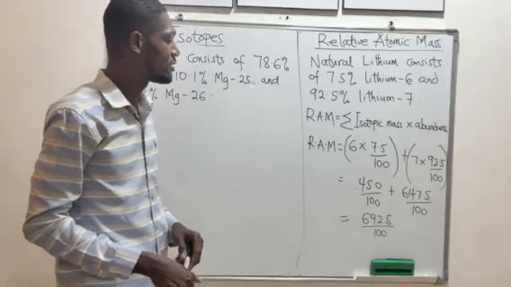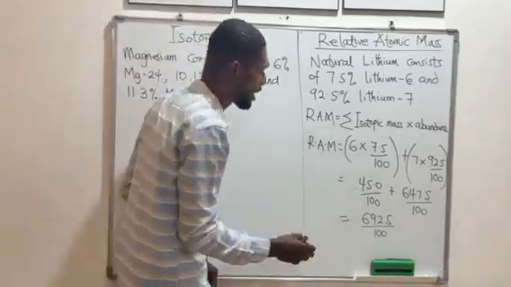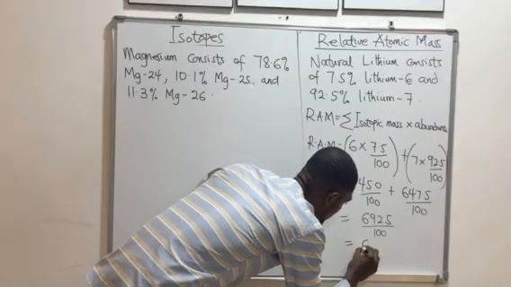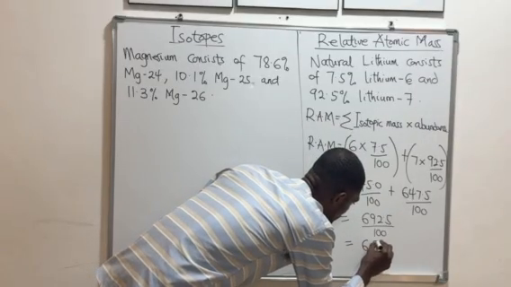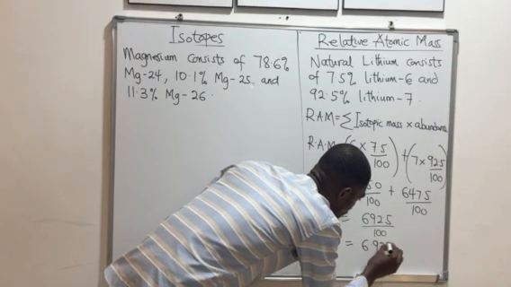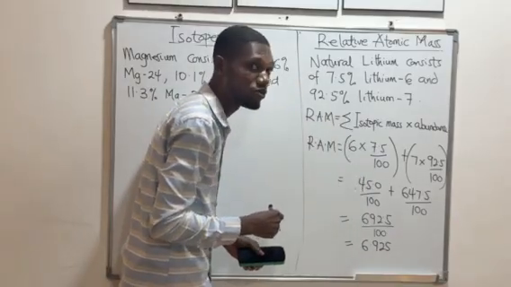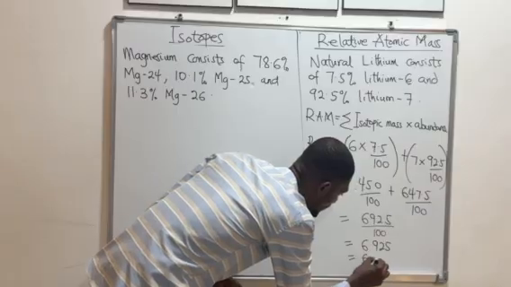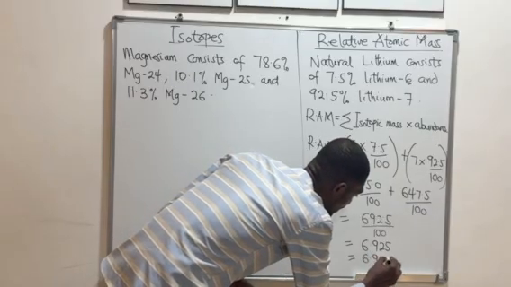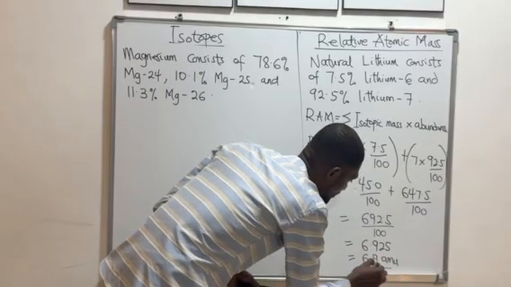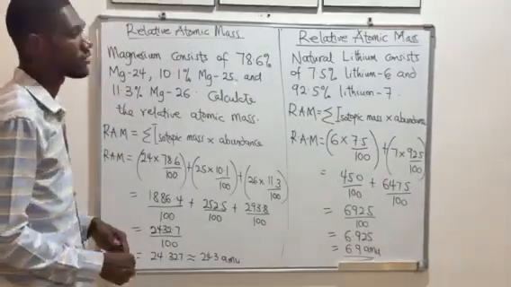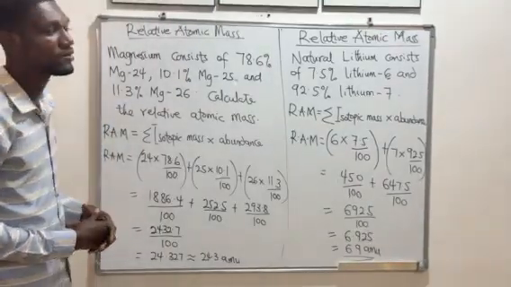Now 692.5 divided by 100 gives us 6.925. Now rounding to one decimal place would give us 6.9 atomic mass units, and this is our answer. Alright, so let's look at the second example.